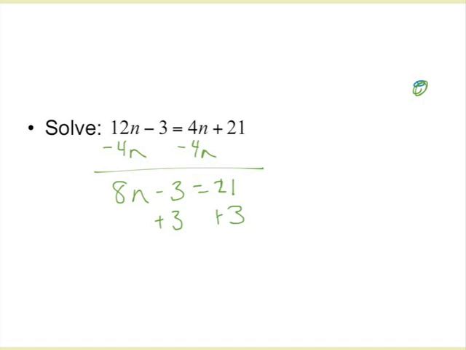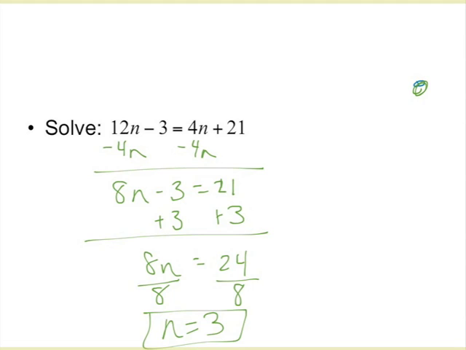Then I'm going to add 3 to both sides. And then I'm going to divide by 8. And that gives me a result of 3. And I can take that back to the beginning and plug it in and check it and make sure that it does result in a true statement. And it should in this case.